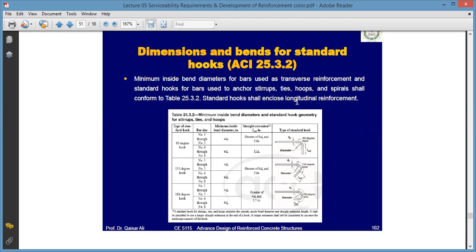Standard hook shall enclose longitudinal reinforcement. So here is for 90-degree hook, for 135 hook, and for 180-degree hook. Minimum inside bend diameter should be like this. Here is bar number, and here is the bend diameter, and here is the straight extension. So just see this table by yourself, under different degrees of bend.